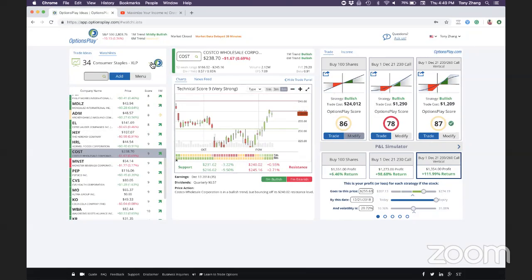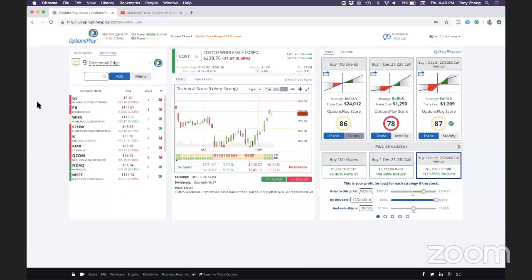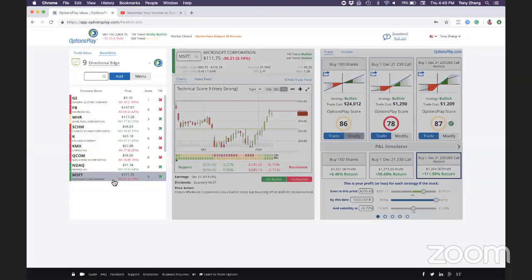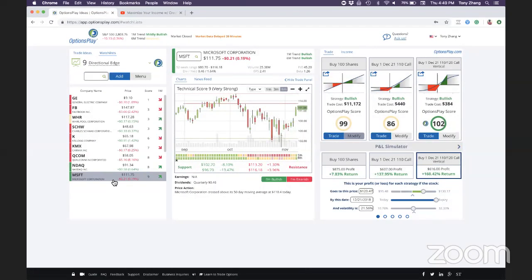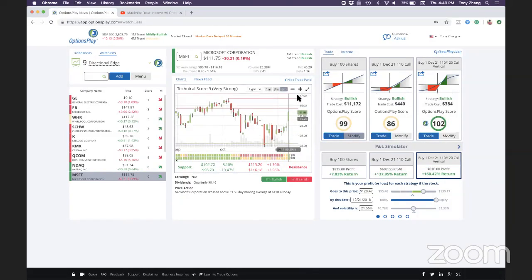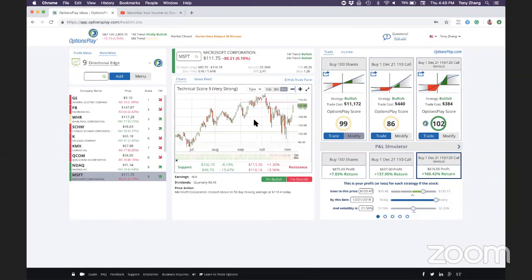So what I want to do is jump back over to this watch list that I had here before, and I want to show you how you can quickly use these tools to take that directional view and, more importantly, leverage that into an actual trade. So let's pull up Microsoft here. As you can see, this trend just turned bullish yesterday. This is certainly one of the stocks that I'd be looking at if I'm bullish.